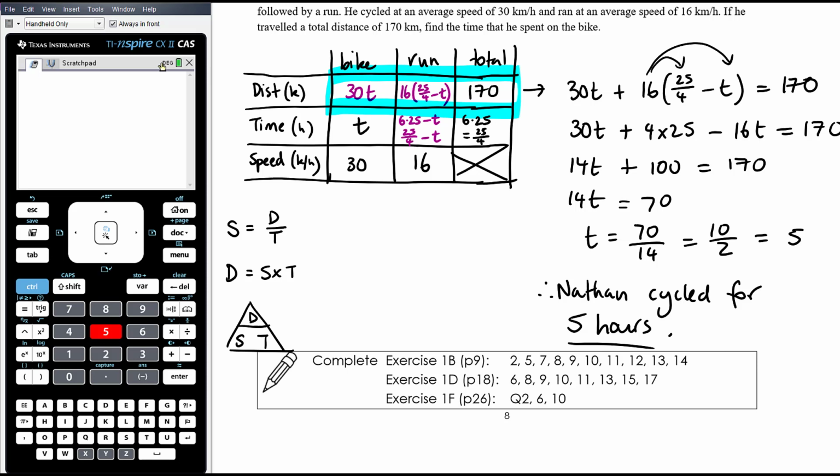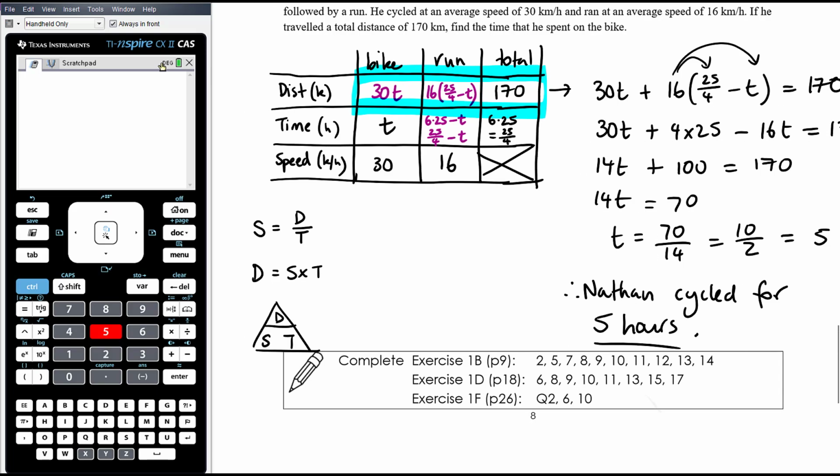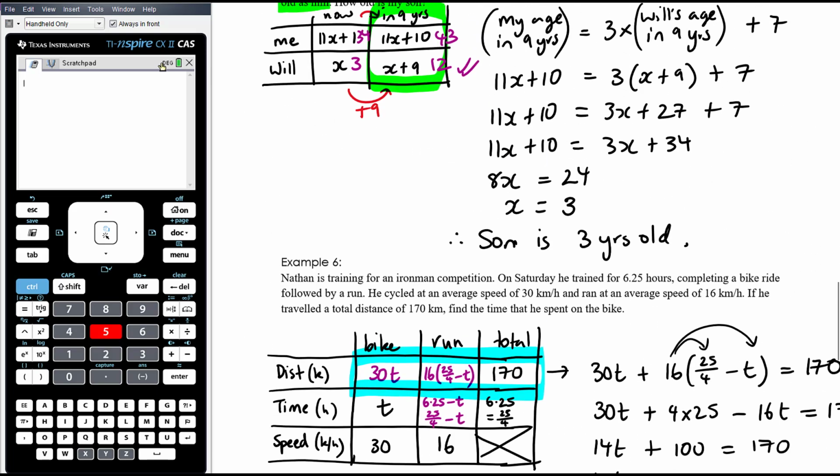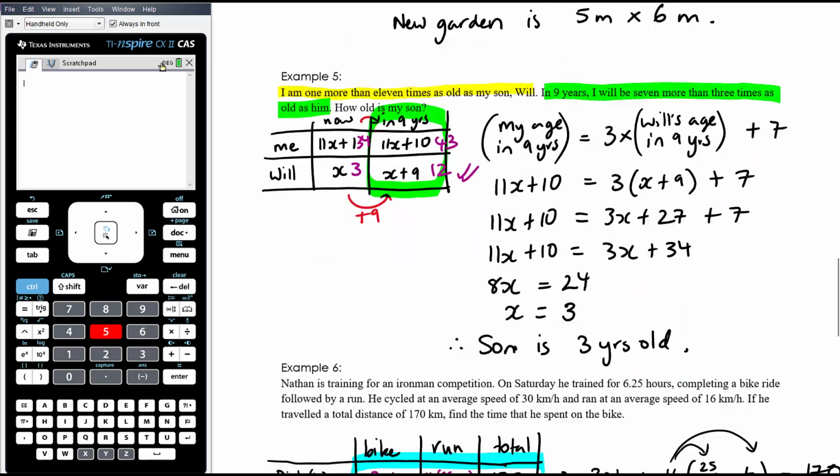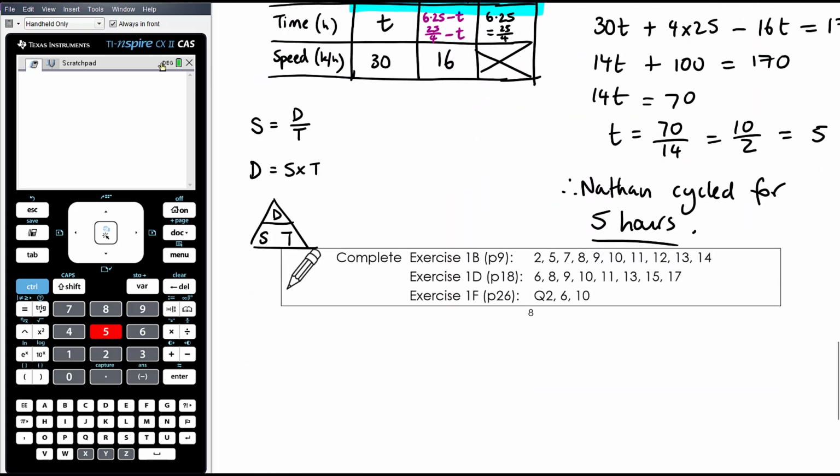And then I think 1F is probably the formulas exercise. So there'll be a few examples, perhaps more like these first ones we talked about, up here in exercise 1F. Okay, best of luck.